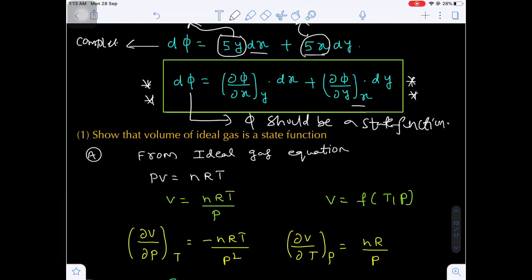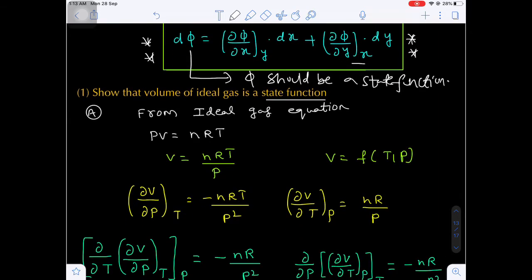Now here, first question: show that the volume of an ideal gas is a state function. We have to show that the volume, pressure or temperature of an ideal gas is a state function. Now from the ideal gas equation, PV is equal to nRT. From here V is equal to nRT by P. So here volume is a function of temperature and pressure.